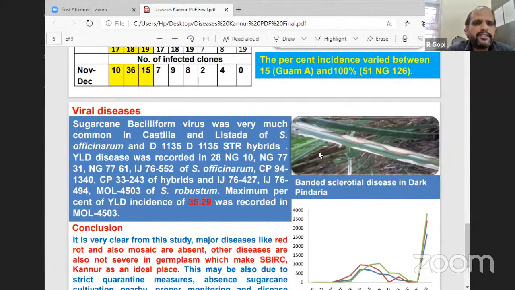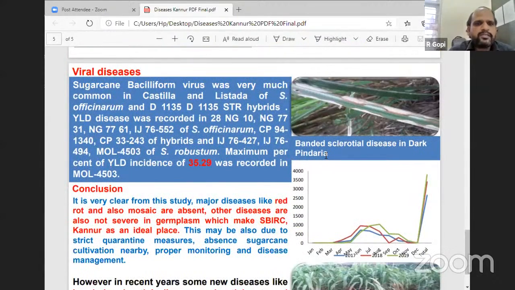Various viral diseases like sugarcane bacilliform virus and sugarcane yellow leaf disease were found in germplasm, like Castilla and Listada, and also D1135 and D1135 STR are more common for the bacilliform virus. Other clones, 4 clones of Saccharum officinarum like NG10, NG7731, NG7761 and IJ76552, were found infected with the yellow leaf disease. Similarly, 2 hybrid clones and 3 Saccharum robustum clones were also found infected. Maximum percent incidence was found in MOL 4503.